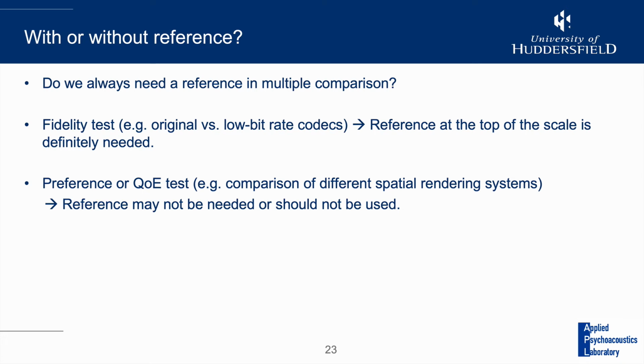But if it is a preference or QoE test, then a reference may not be needed or should not be used in fact. For example, the objective quality of low bitrate MP3 should be lower than the original version in fidelity testing, but MP3 could be actually preferred to the wave version for whatever the reason is. In that case, all of the stimuli could be compared without a reference. So in QoE test, reference is not always needed.